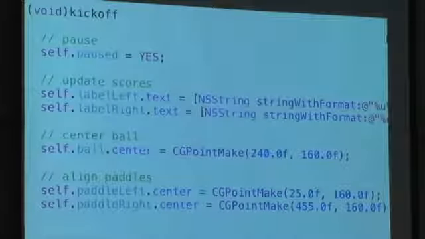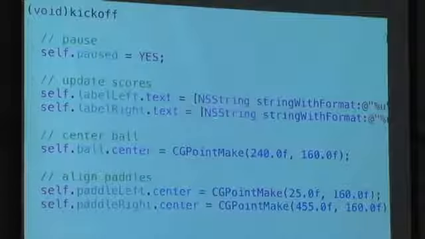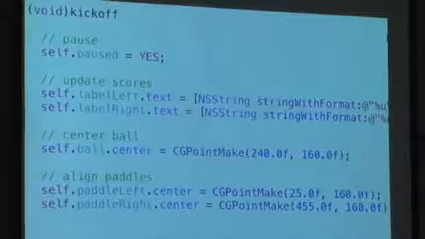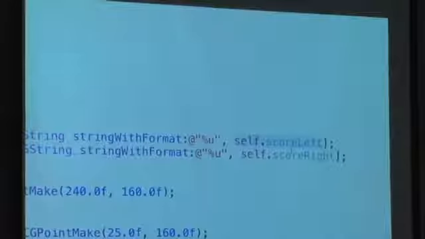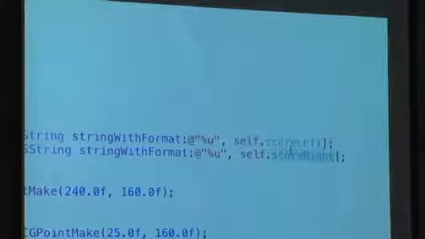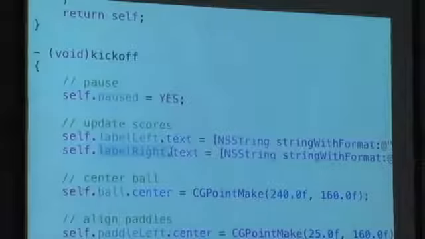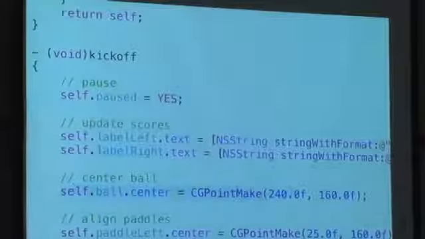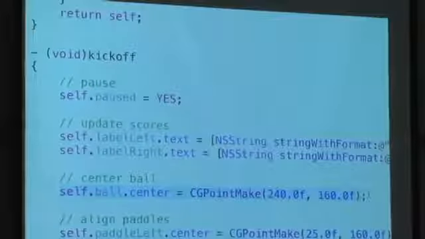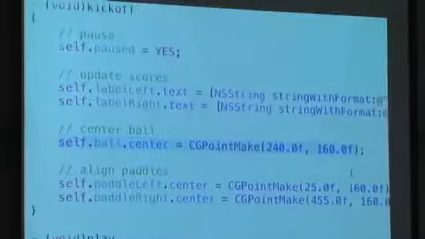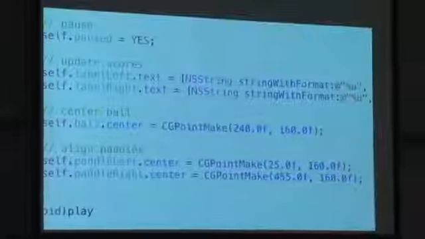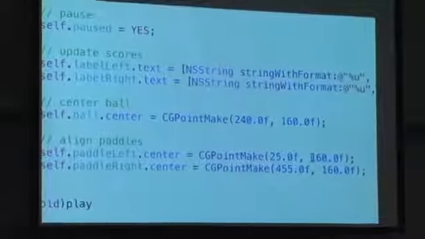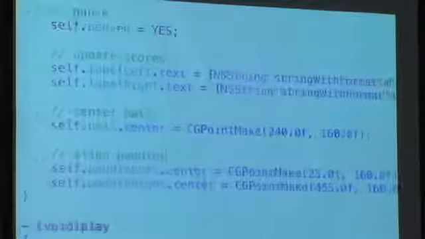I'm going to update the scores, and here's where we just have to do a bit of NSString math. I have a score left property, which is a number, an integer, and a score right. So I just need to convert those to strings so that I can display them on the screen. Here's how I'm going to center the ball: I'm going to locate it at 240, 160 points on the screen. And then I'm going to line up the paddles. This was a bit of trial and error, but I decided that this is where I want the two paddles to start, on the left side of the screen and the right side of the screen.